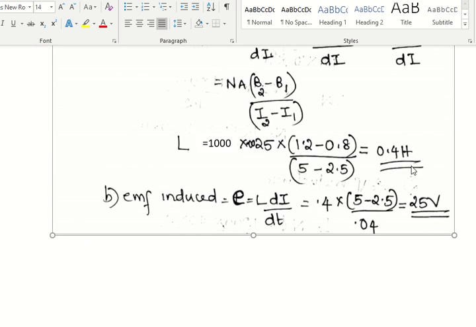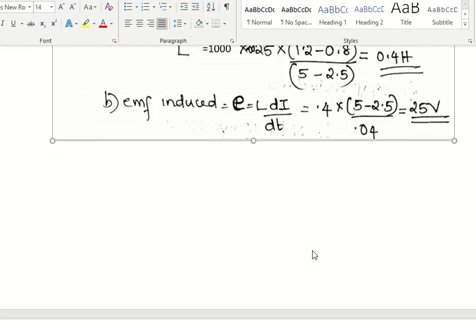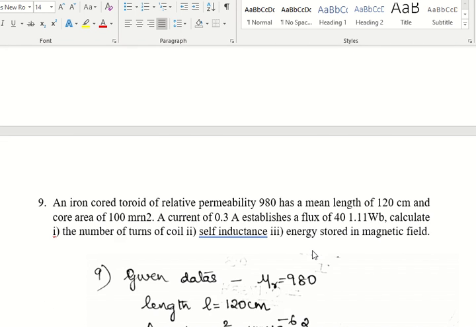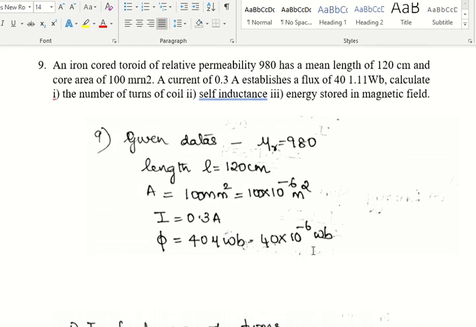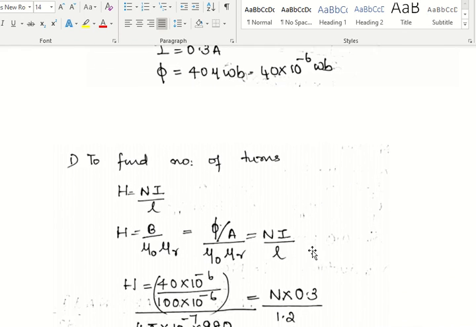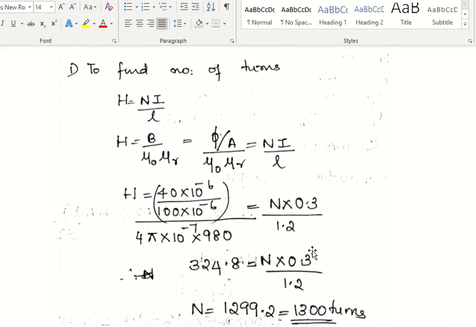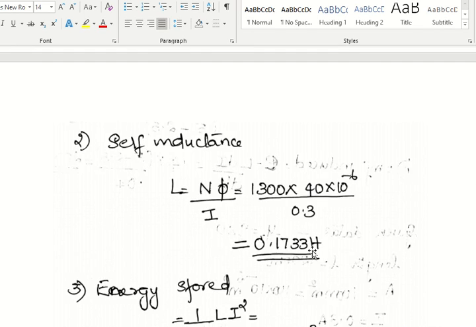Once you get the inductance, EMF is calculated as L into dI by dt. So try to do other problems also.